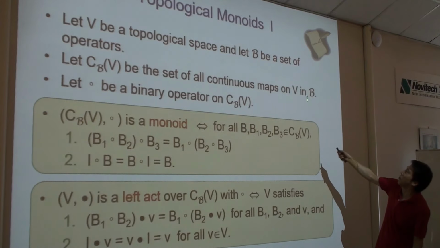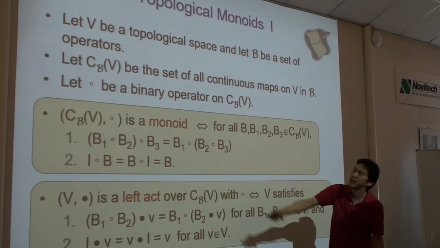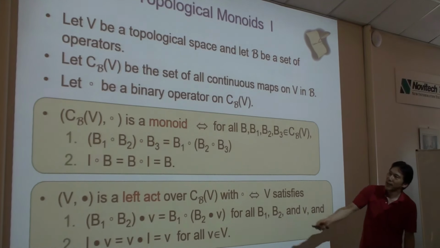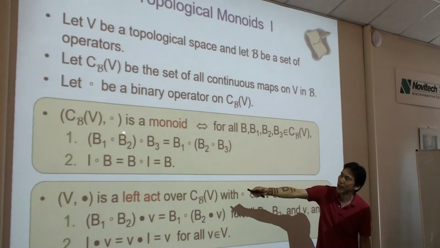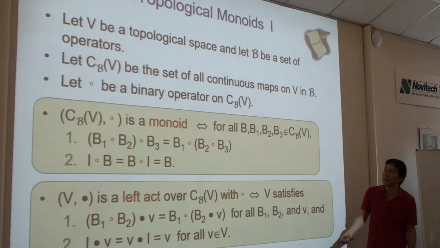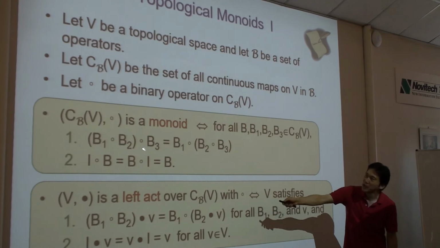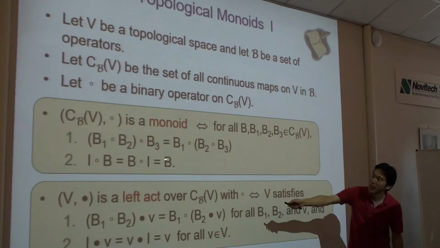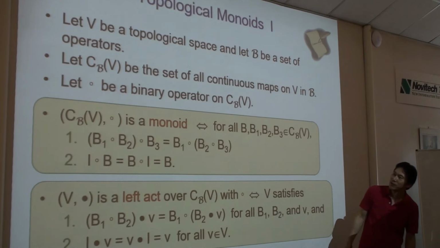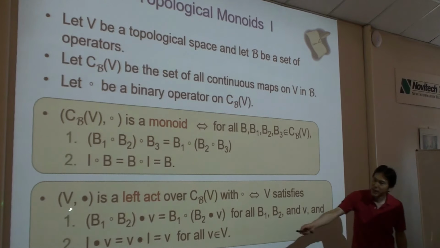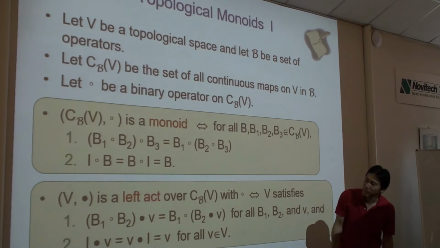But the maps have to belong to B. That's what the subscript B stands for. Supposing we have a binary operator, the set and an operator, this pair is called a monoid that satisfies the two axioms. We can change the order of the application of this particular operator, and I is the identity, works as an identity.